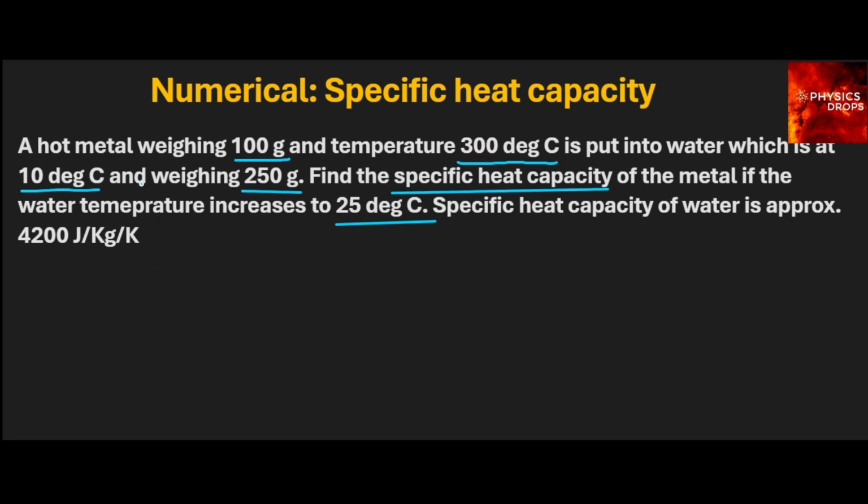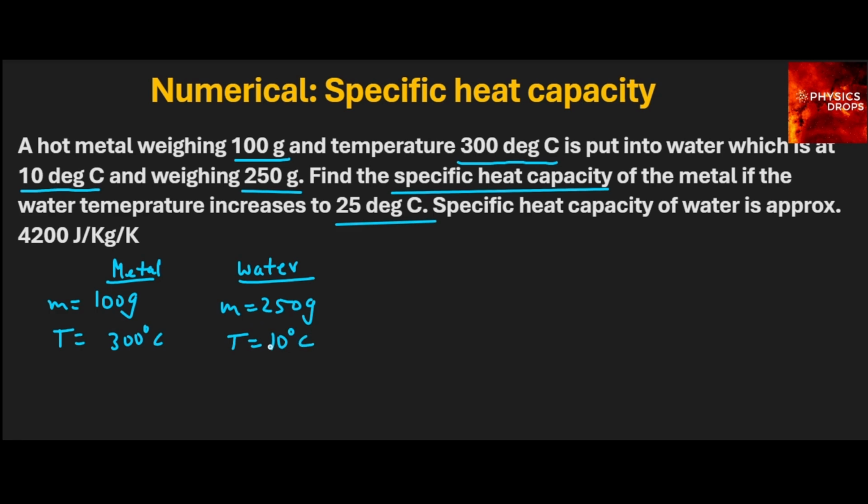Now let's record the information given here. We have the metal and then we have water. The mass of the metal is 100 grams, that is M, and the initial temperature T of the metal is 300 degrees Celsius. Same way for the water, the mass is 250 gram and the temperature is 10 degrees Celsius.